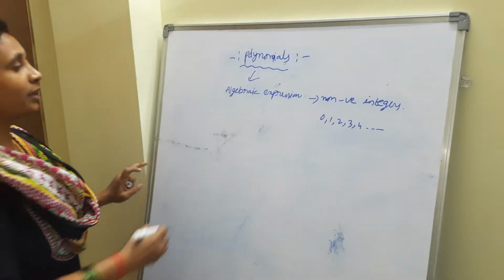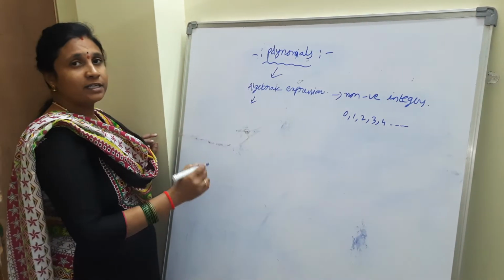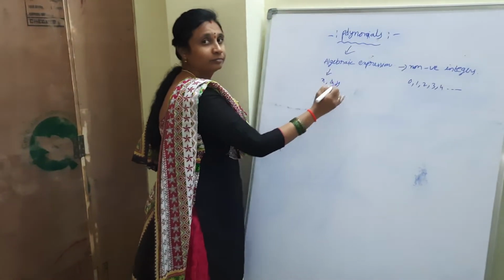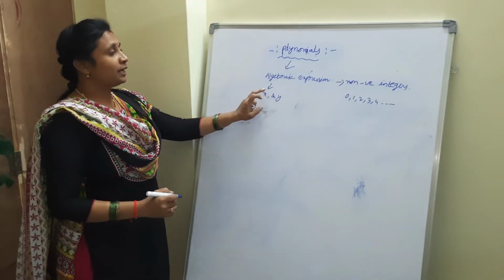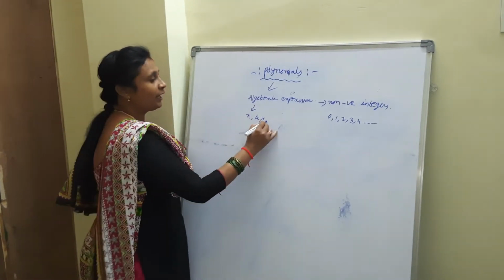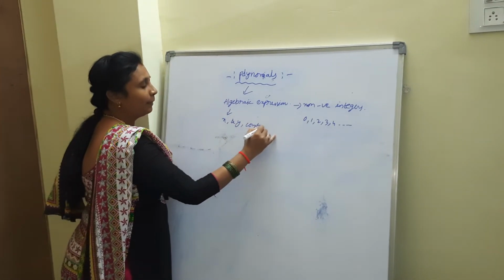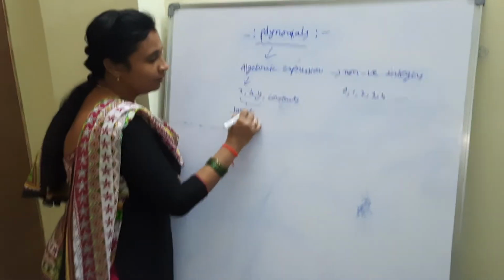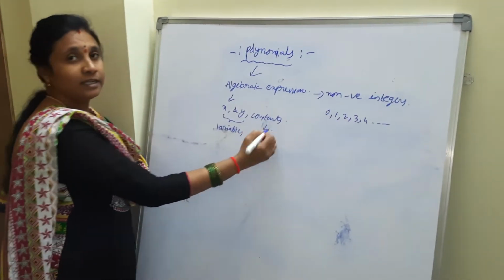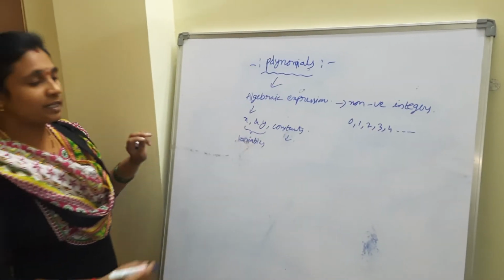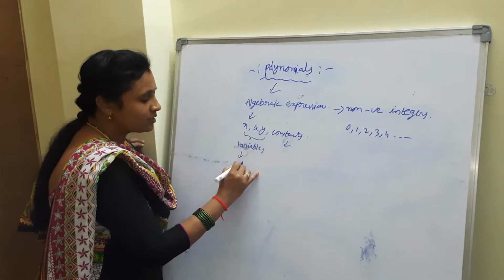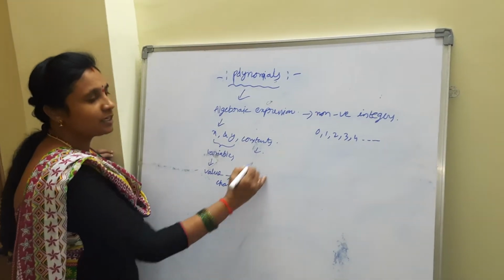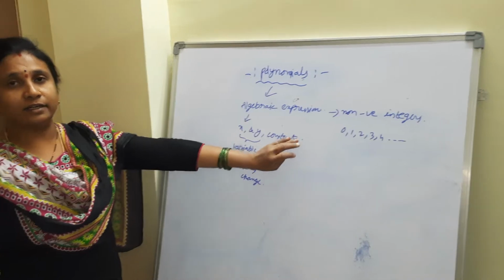What is an algebraic expression? An algebraic expression is an equation which contains the values x and y and constants. In this, x and y are called the variables. Next, there is a constant. The value of a variable may change. The value of a constant doesn't change.